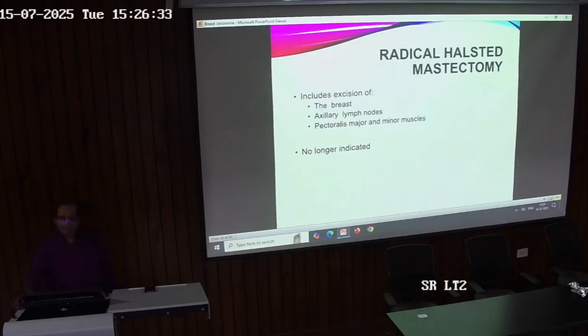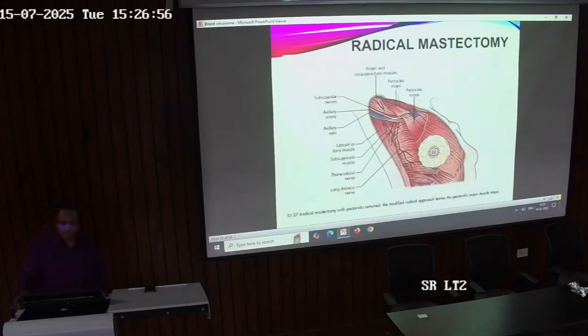Then is radical Halsted mastectomy, including excision of the breast, axillary lymph nodes, and pectoralis major and minor muscle. It is no longer indicated. The removal of muscle is nowadays being abolished due to post-op complications and not providing any benefit to the patient. This is the diagrammatic representation of the structures which will be removed. The breast tissue will be removed. The lymph nodes will be removed. You have to see the attachment and the positioning of the arm.